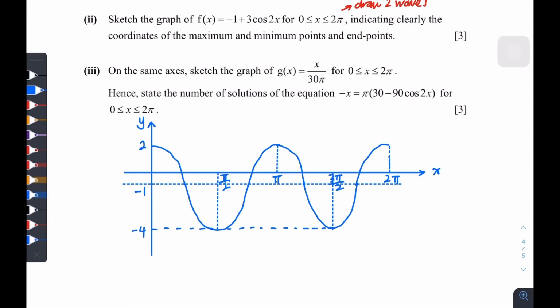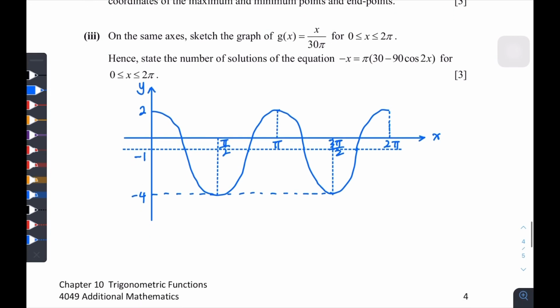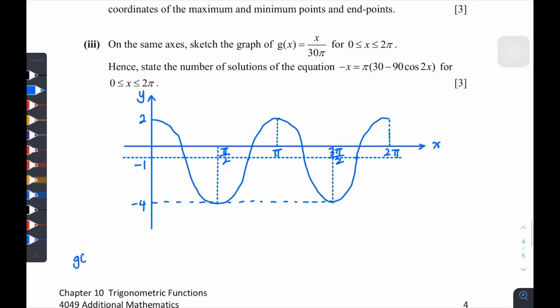Now last but not least, where is the number of solutions for the equation? On the same axis, I'm going to draw this graph. So g(x) is equal to x over 30 pi. If you want to rewrite this, it's actually 1 over 30 pi times x. So this is a linear graph because x is just x. It's a linear graph, and 1 over 30 pi is your gradient.